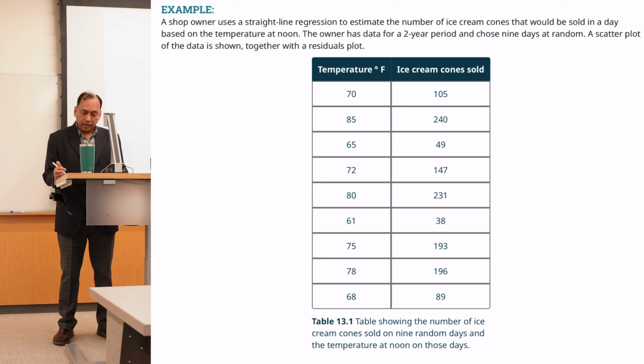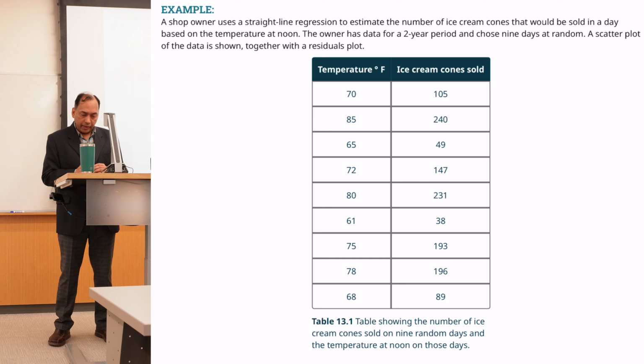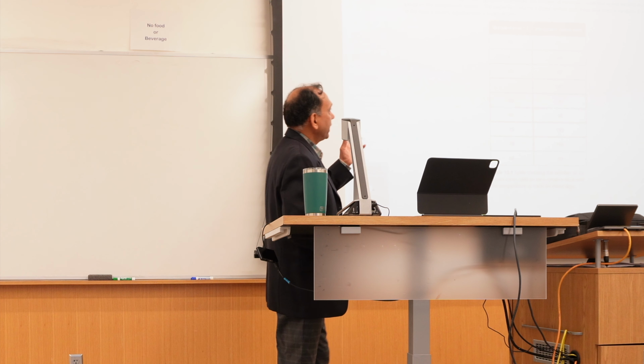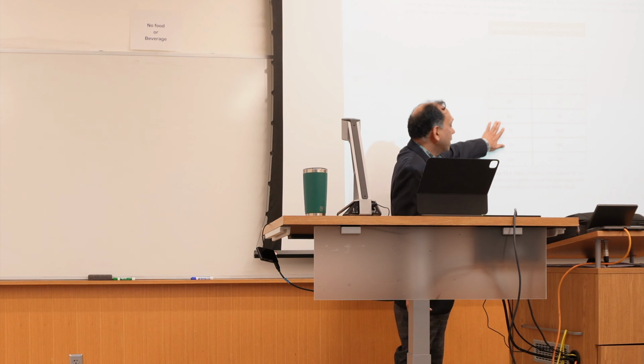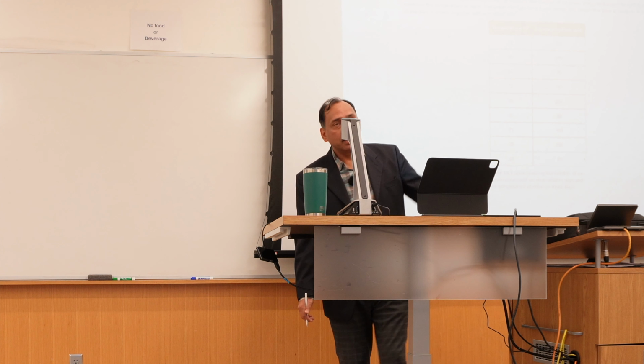So we'll look at actually one example. Shop owner uses straight line regression to estimate number of ice cream cones that would be sold in a day based on temperature. So owner has data for 2-year period. So you have this data, temperature and ice cream cones sold. One question is, which one of these 2 variables is a dependent variable? Ice cream cones sold, because that will depend on temperature. So temperature is independent variable. So this is X. You should plot this on X-axis, and this is Y. Should always go on Y-axis.